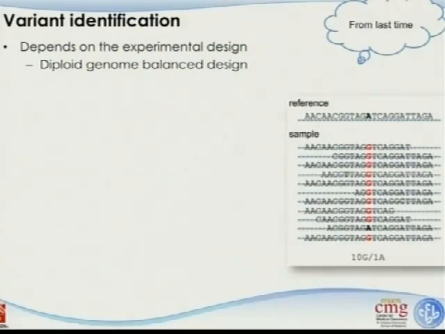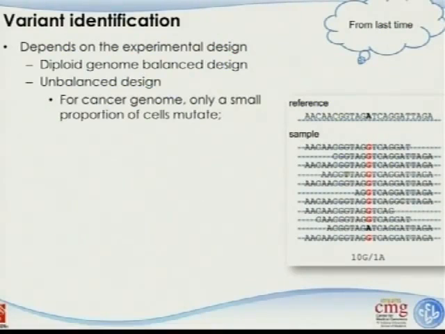For the diploid genome balanced design, this is one example. You can see this is the genomic location. This A is the reference, and you have 11 reads covering this region. 10 of them are G. So you probably think, oh, this is a homozygous G here, and this A probably is a sequencing error of a certain type.